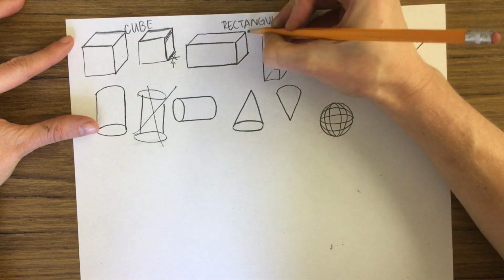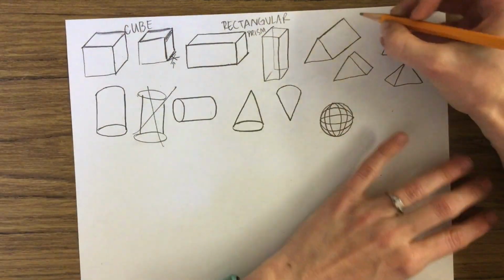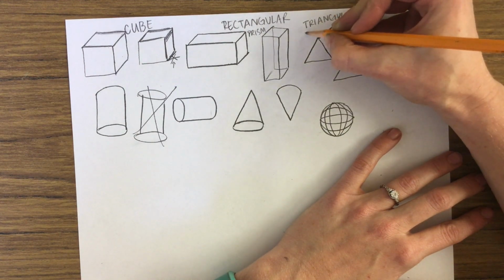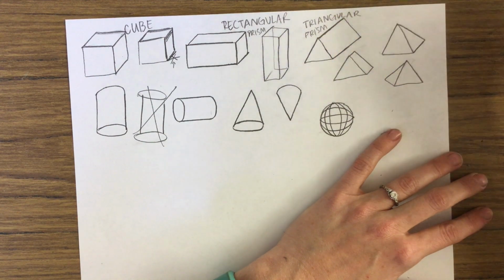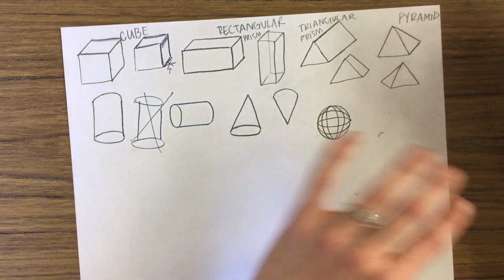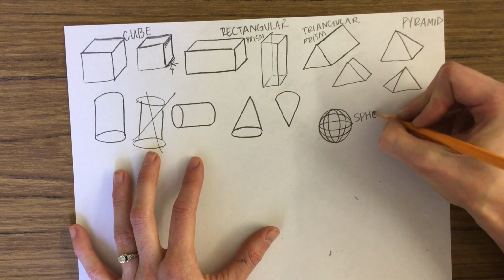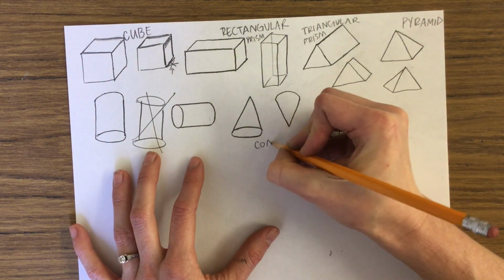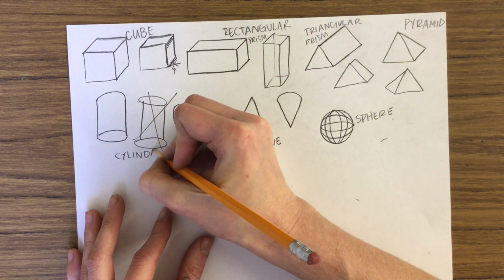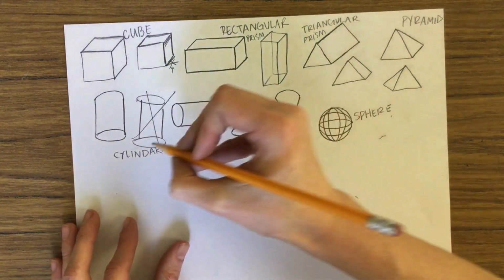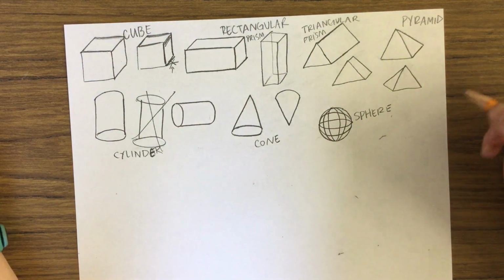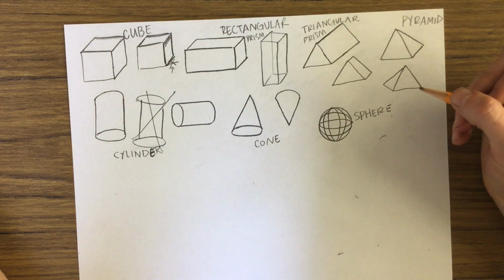Got my cubes, my rectangular prisms, my triangular prisms, my pyramid, my sphere, my cones, and my cylinders. Sorry, misspelling. So now I can add value.